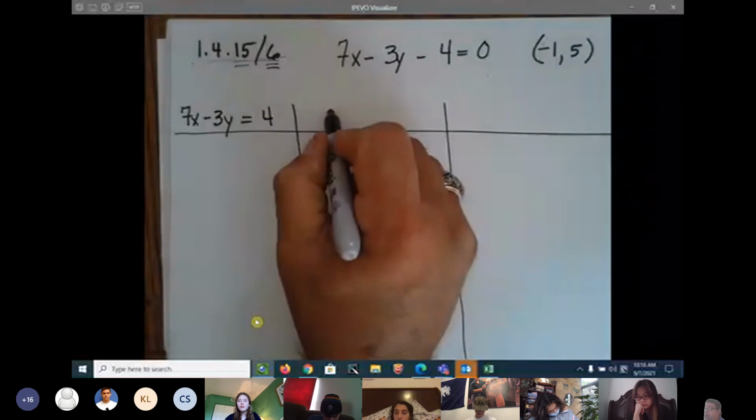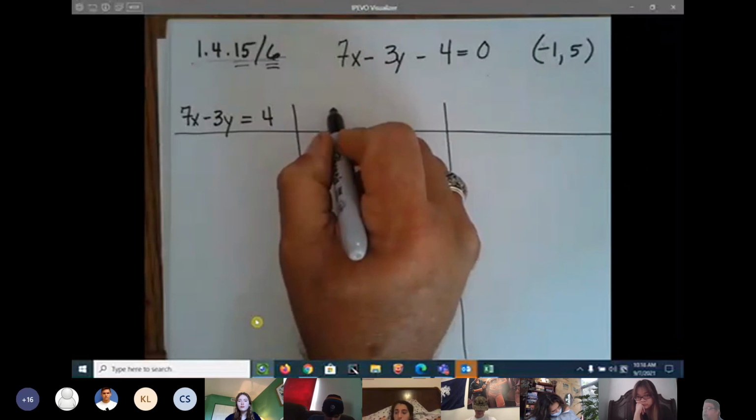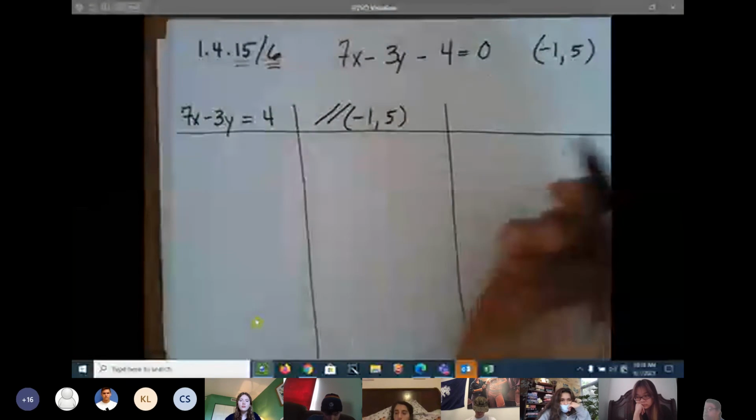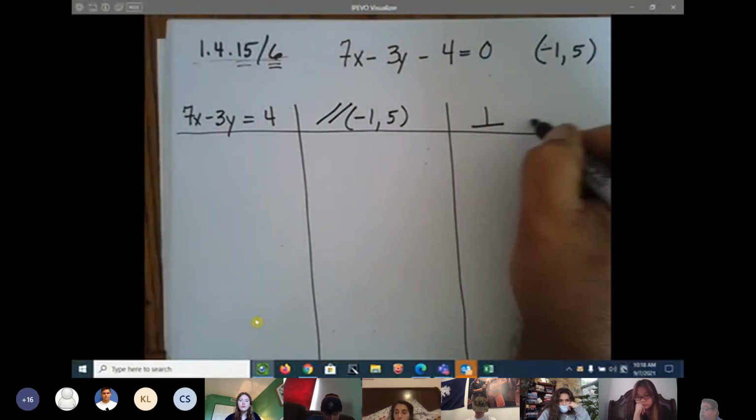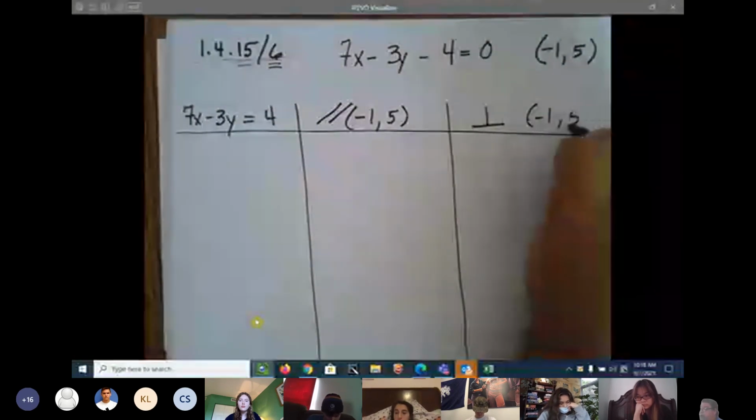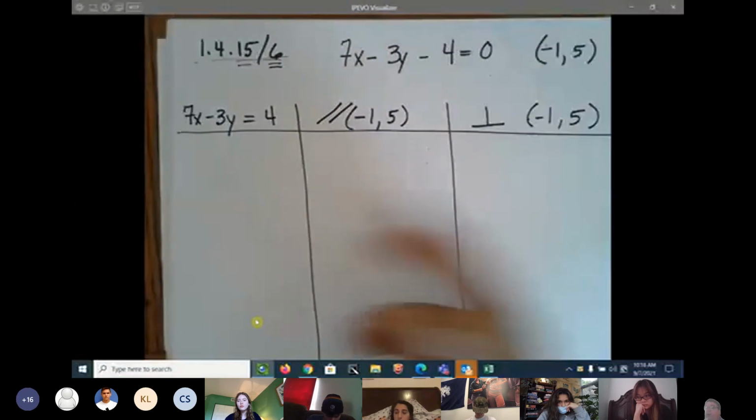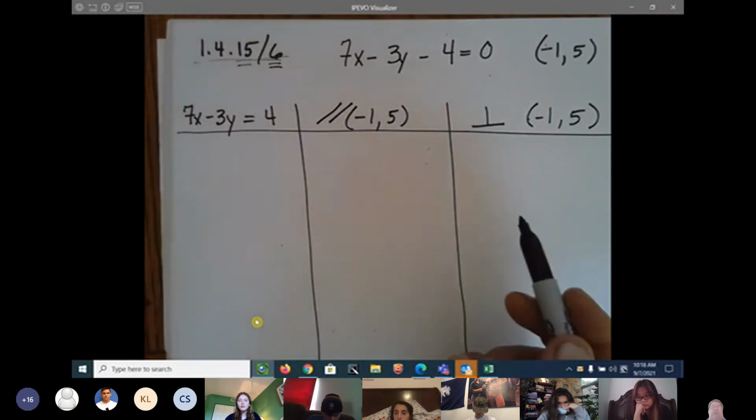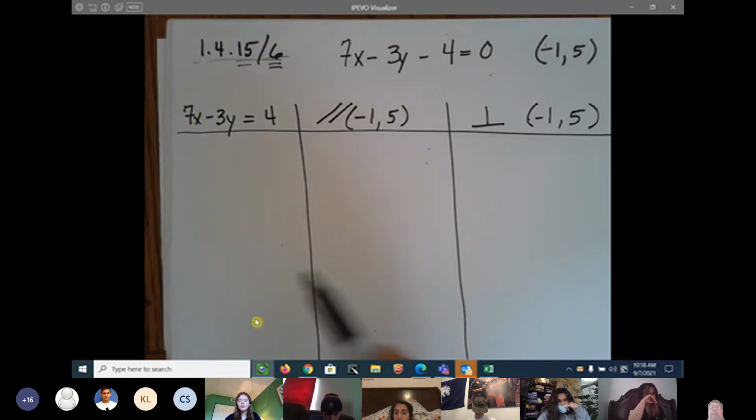7x minus 3y is equal to 4. And I'm going to put parallel here, -1 and 5, and perpendicular here, -1 and 5. Y'all remember me doing this, and I did both, and I told you that I show you both, but you'll only be asked for one. Y'all remember me telling y'all that?